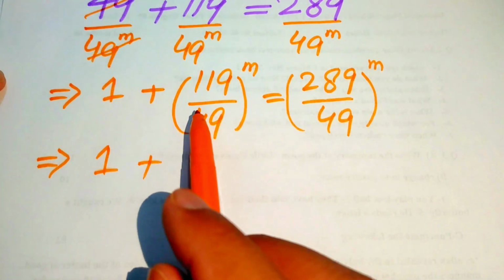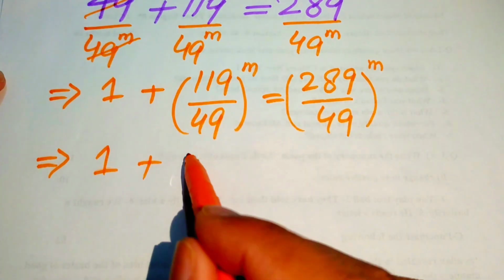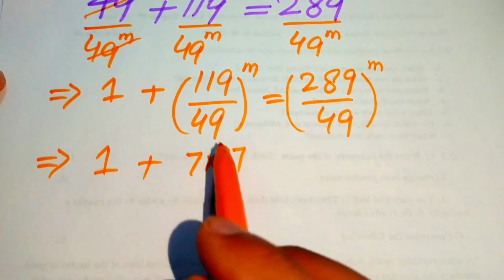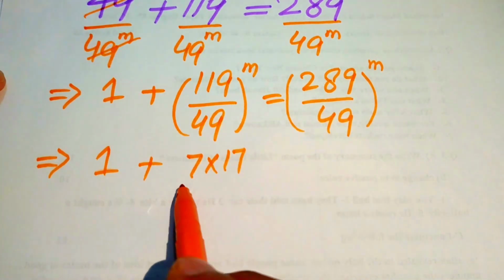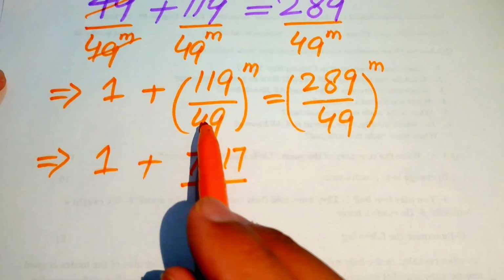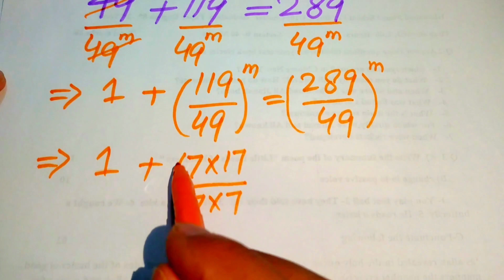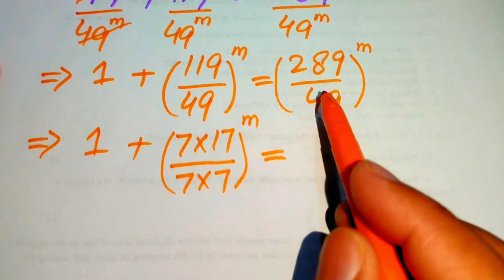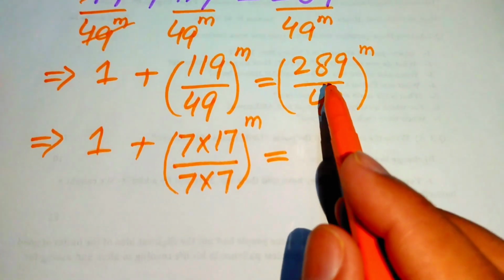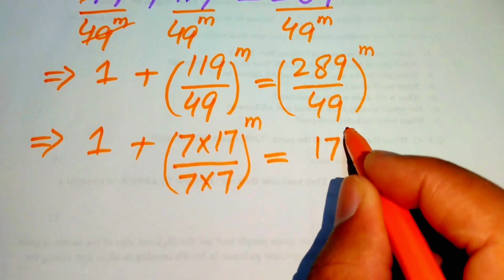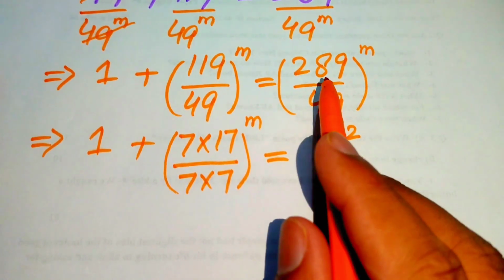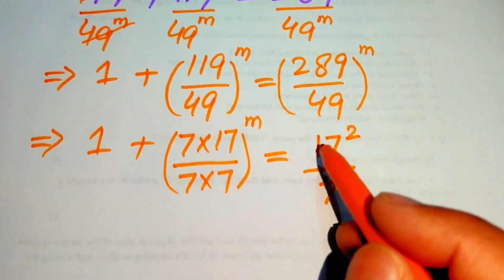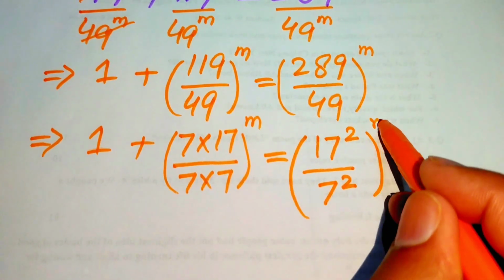So first we write this 119 as 7 times 17. We know that 17 times 7 is 119, and similarly we write this 49 as 7 times 7 is 49 and its whole power m equals to. Similarly here we know that the square root of 289 is 17, so if we take the square of 17 it becomes 289. Similarly if we take the square of 7 we get 49 and its whole power m.